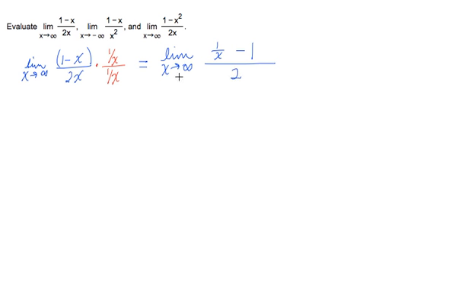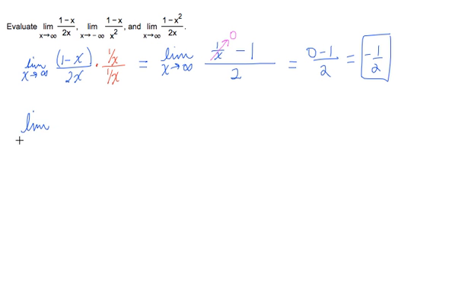Now as x goes to infinity and gets really, really large, the value of 1 over x is going to approach 0. So we're left with 0 minus 1 in the numerator divided by 2. So we get -1/2 for the first limit.